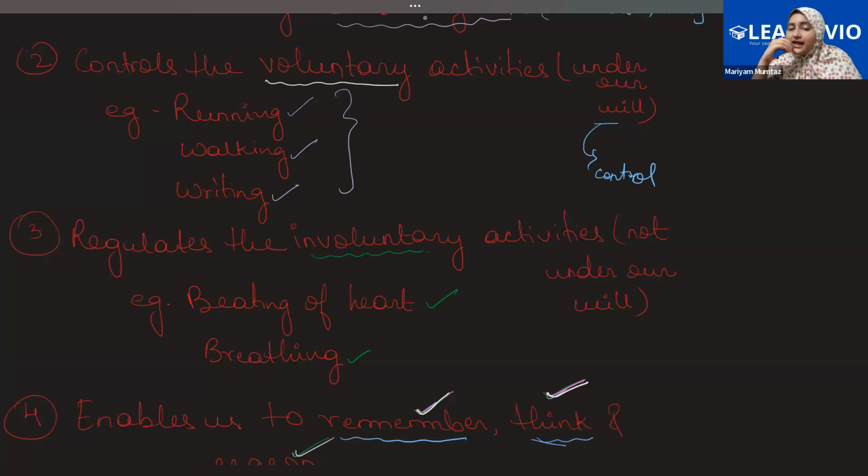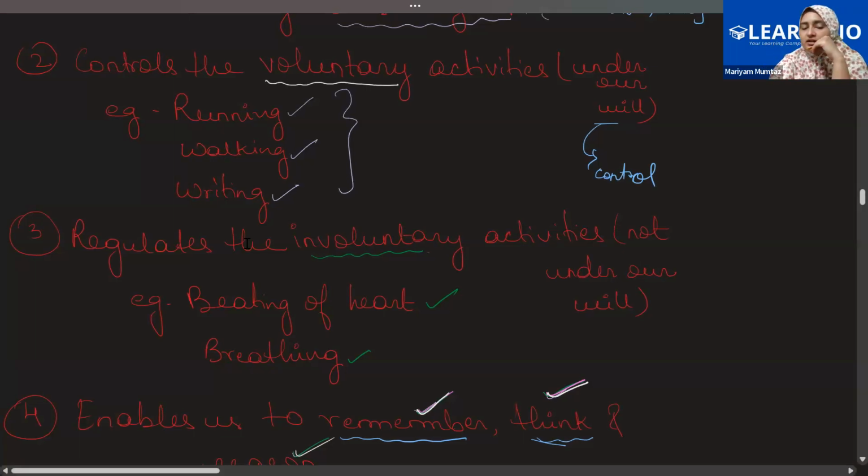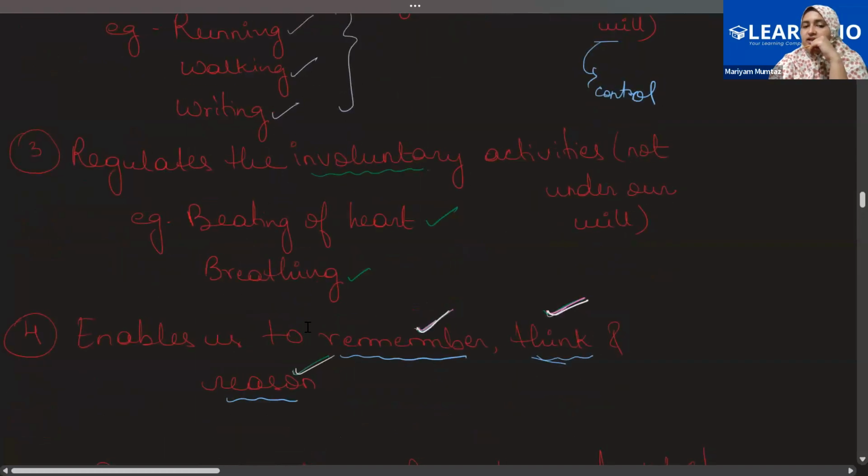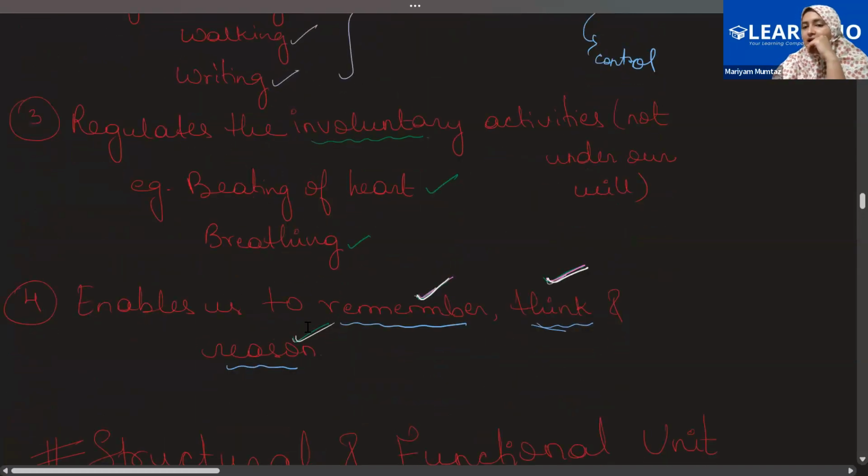Now, all those activities that are not under our control, meaning we have no control over it, we can't do anything about it. It will happen the way it is supposed to happen. So, those are known as the involuntary activities. Some of the examples are the beating of heart, the breathing and everything. It comes under the involuntary activities. So these involuntary activities are also regulated by the nervous system.